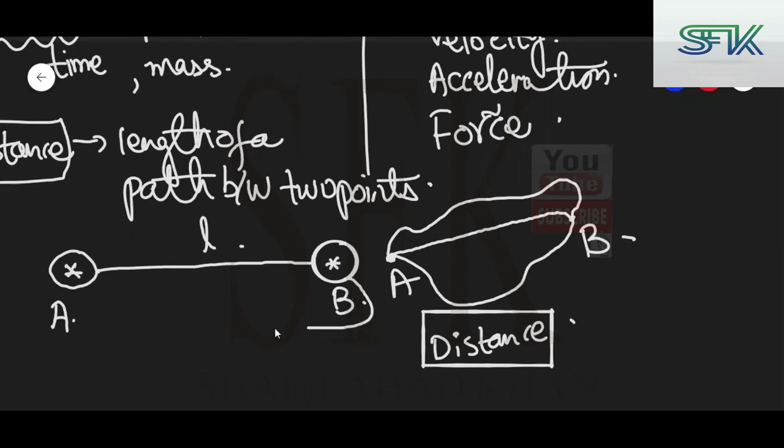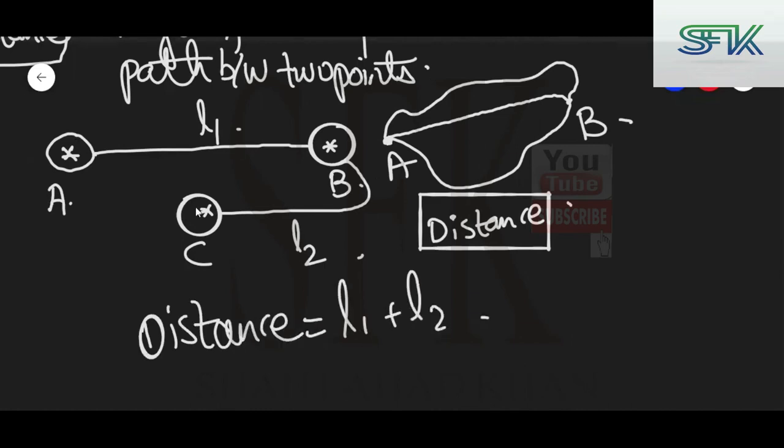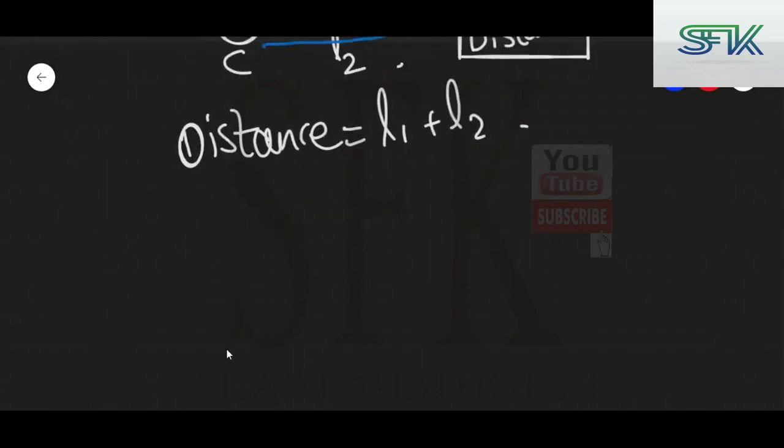Now, if you return back from point B to, let's say, this point C, and this was, for example, length 1 and this is length 2, and you want to measure the distance from A to C, the distance is going to be L1 plus L2, and there is no reference to direction. You can measure it in any way you want, okay? You can measure it from here, or from here, or in this way. It doesn't matter.